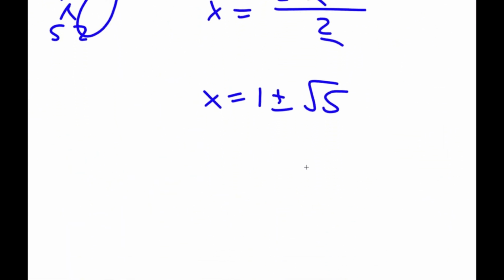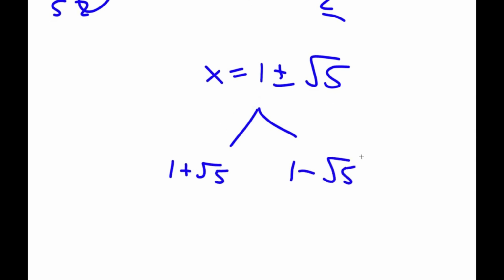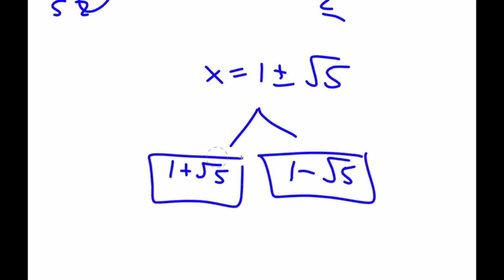So 1 plus or minus the square root of 5 is my answer. To be specific, I have 1 plus the square root of 5, and I have 1 minus the square root of 5. And these two are my answers.